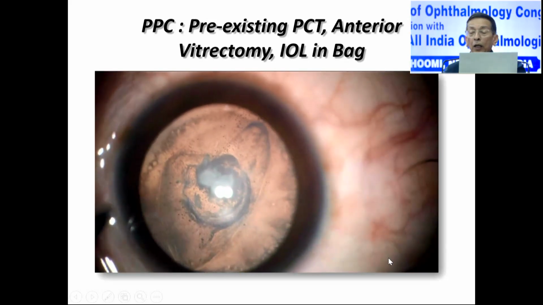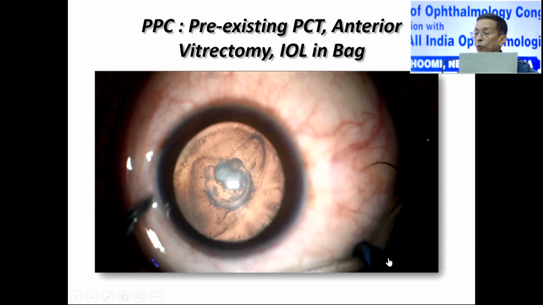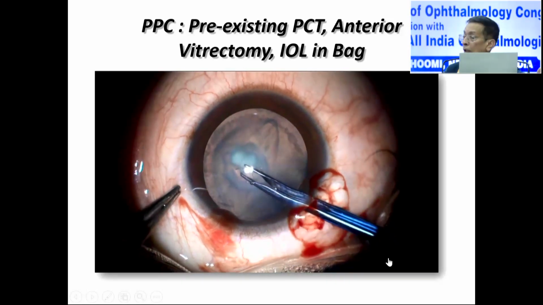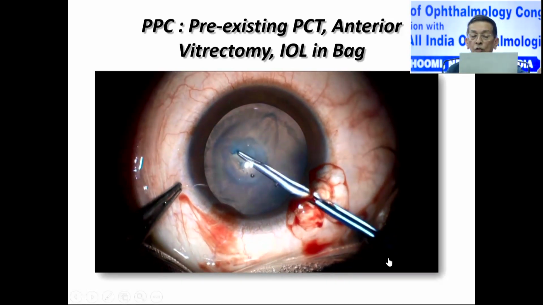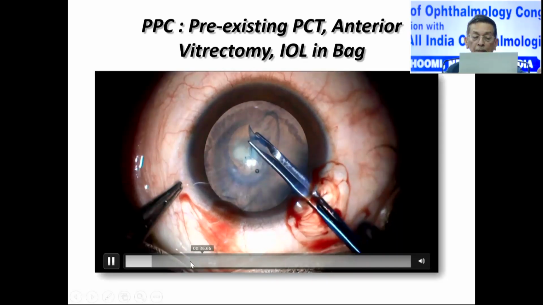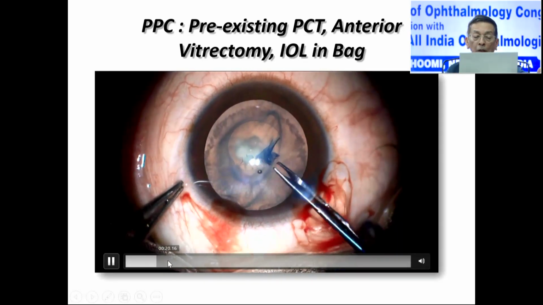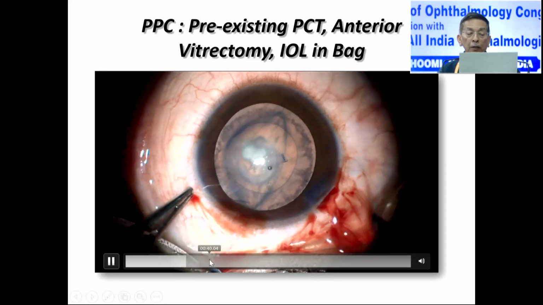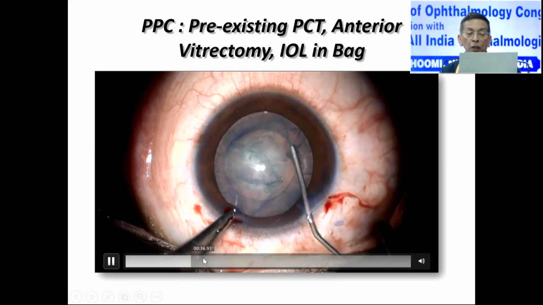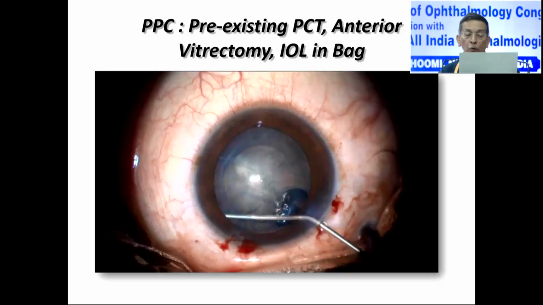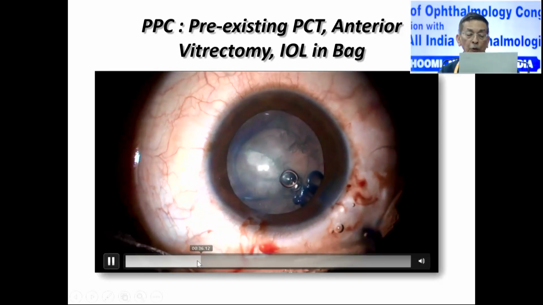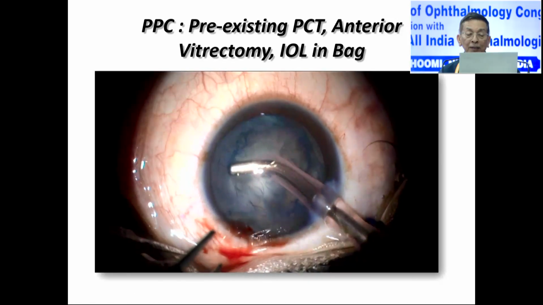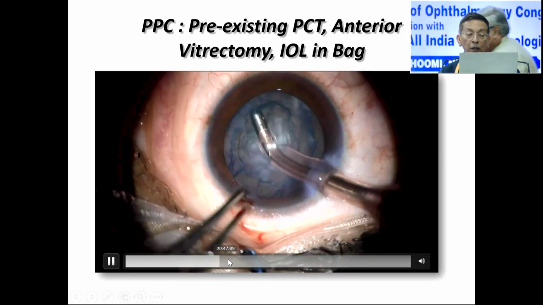Another important case is the pre-existing posterior capsular rent. You can see that the rent is already existing. Only thing, we have stained the lens and made the rexis. First do the hydrodelineation, then remove with low power, low phaco, to avoid extension of that pre-existing capsular rent.